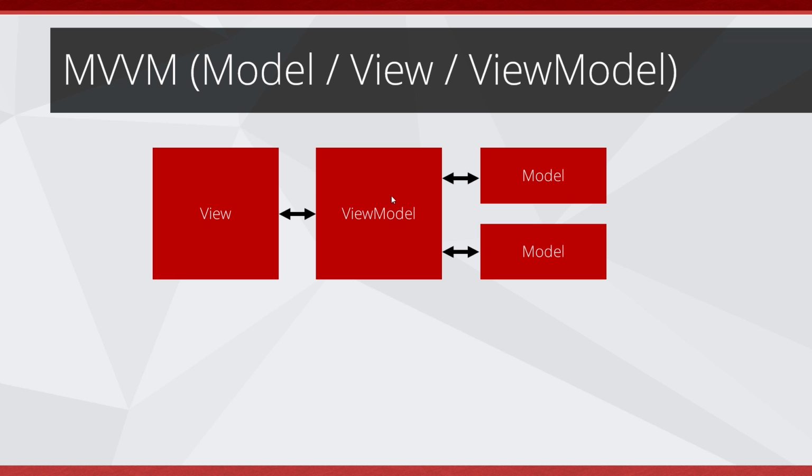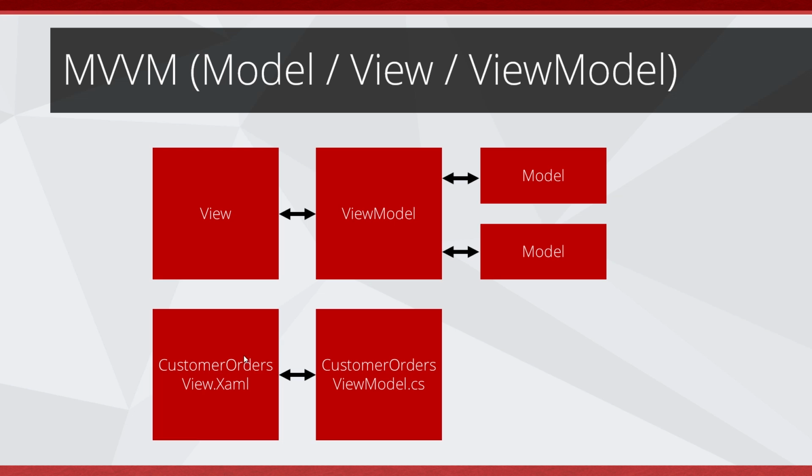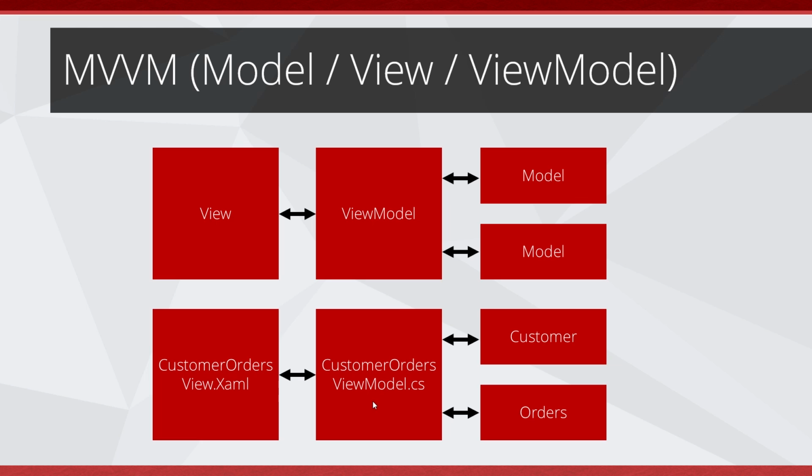And these view models' state is usually made up of a number of models which we are displaying on the view. So to give a concrete example, our view could be a customer orders view. Then underneath that, we're going to have a customer orders view model. And that view model is going to be displaying customers and their orders inside of it.